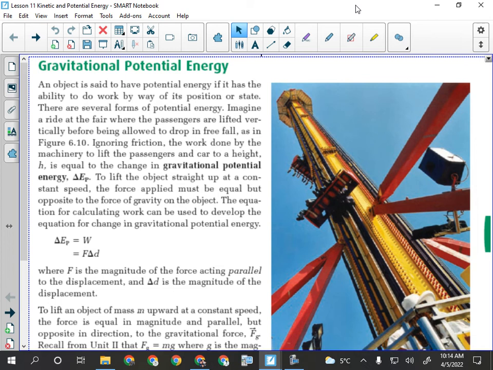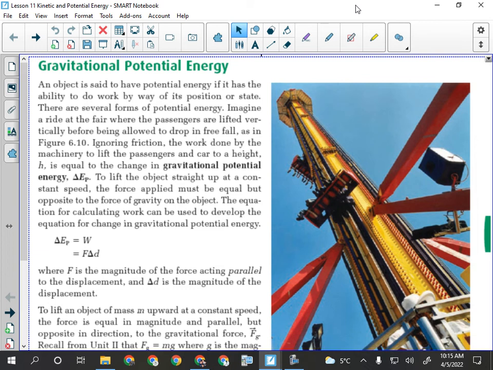Now, can potential energy do work? It cannot. That's the weird thing. It's a form of energy, and energy can do work, except potential energy can't. It has to be converted into kinetic energy before it can do anything. Moving objects do work. Objects perched above the ground, hanging stationary, don't.